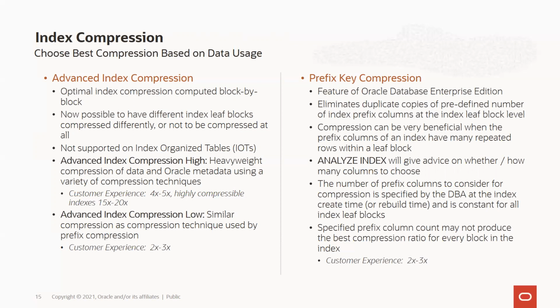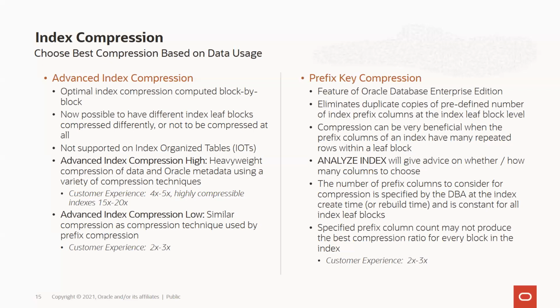There are some similarities and some differences between the two, and when you choose to use one over the other. If you don't have advanced compression, you would obviously choose the free version, the prefix key compression. You can actually compress the indexes and not compress the data. You can compress data and not compress the indexes, or you can compress both. It really doesn't matter. You can pick and choose which one you want.